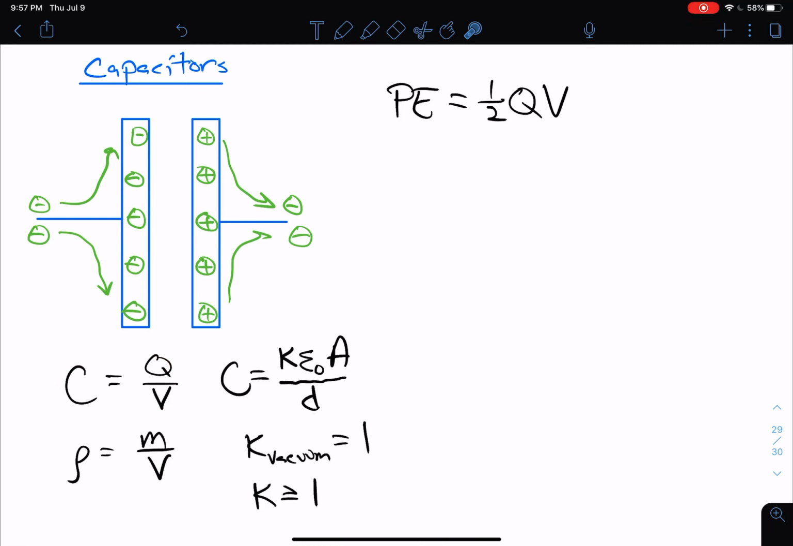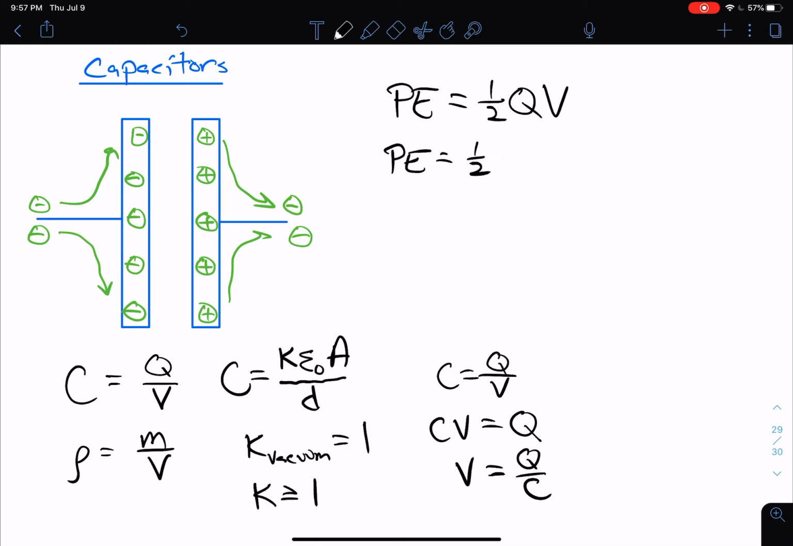We can rearrange this formula here, C equals Q over V. I can rearrange that, so I've got C times V equals Q, and I can also write this as V equals Q over C. So if I take this one here and I plug it in up here, well then I'm going to get that PE equals 1/2. Instead of Q, I'm going to have CV times V, and that's going to equal 1/2 CV squared.